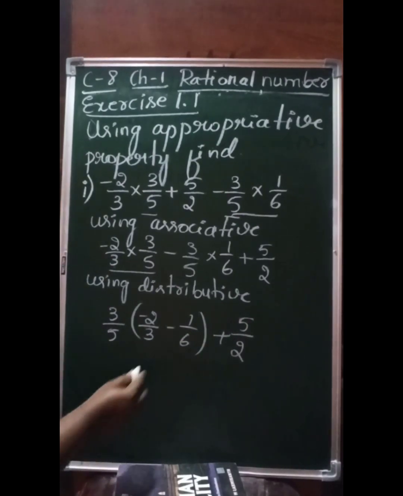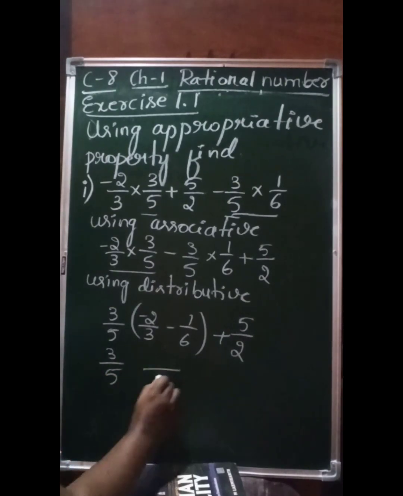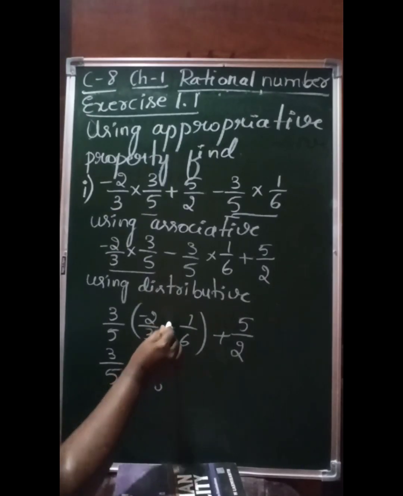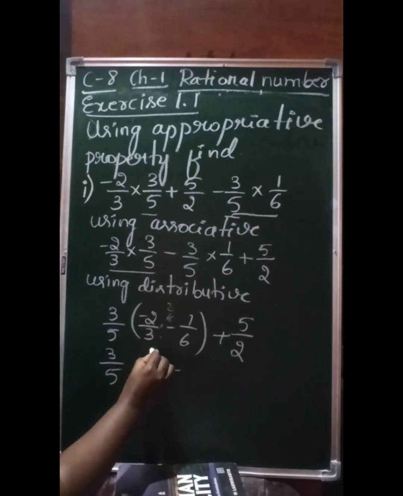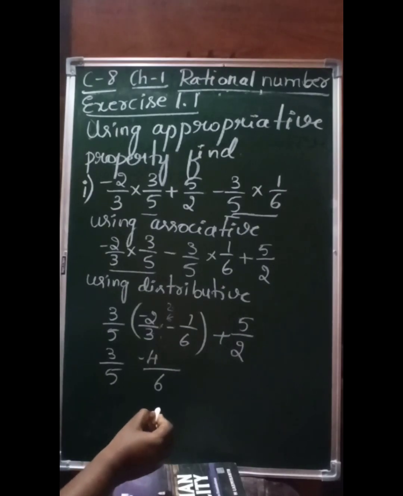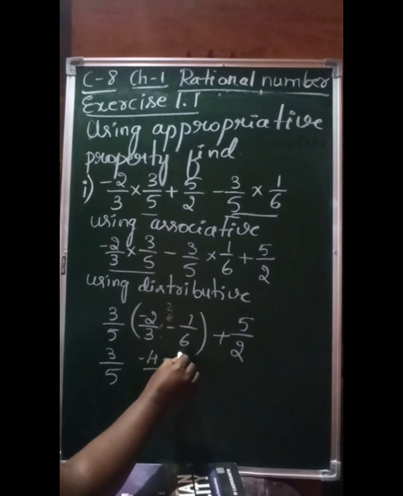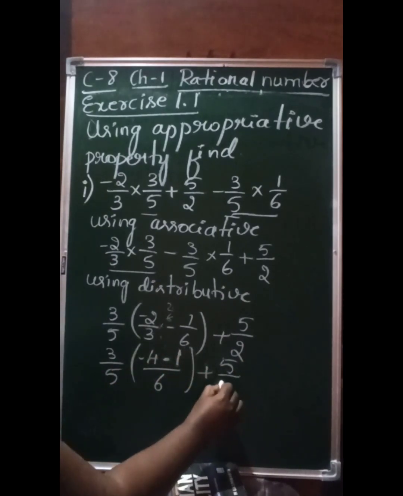Now solve this one. So 3 by 5 write as it is. The LCM of this is 6. Then if you write, if it is 6, 3 into 6 is nothing but 3 ones are 3, twos are 2 into 2 minus 4 you have to write here. Here 6 ones are 6, so you have to write minus 1, so plus 5 by 2.